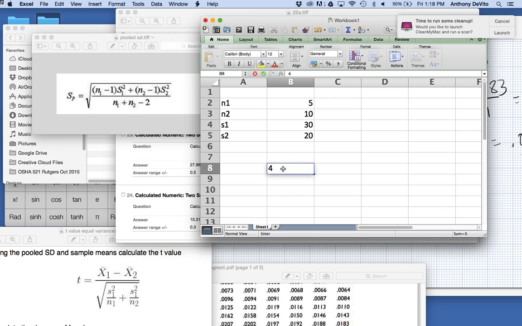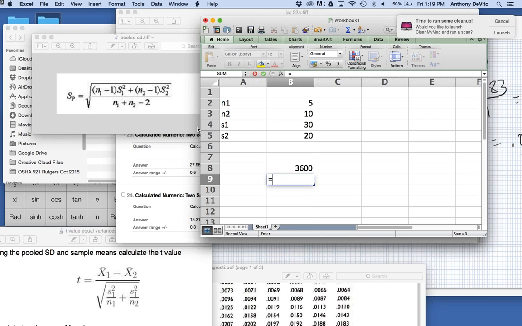Okay, so first thing I'm going to do is calculate the first part of this equation. So that's going to be equal to our sample size minus 1, which is 4, equals 4 times our standard deviation squared for sample 1. So standard deviation for sample 1 is 30, so it's 4 times 30 squared, 30 times itself. Okay, I'm going to hit enter, and that's our first little part of that equation. So now I'm going to hit equal again, and I'm going to determine that second part of that calculation.